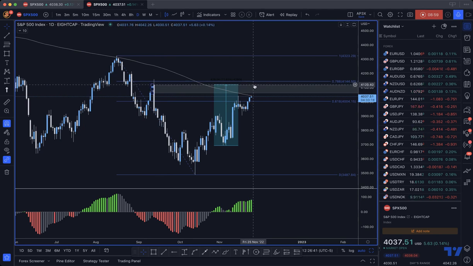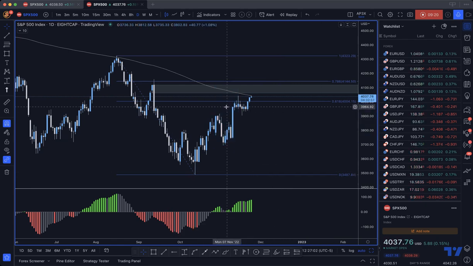And if I get to this level, I will short it with my stops above this point, or better yet, this point. A 100 point stop to a target of 500, 600 points is, you know, 5 to 1, 6 to 1 risk to reward, excellent as a swing trade.